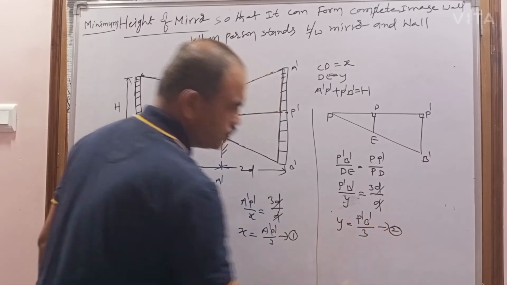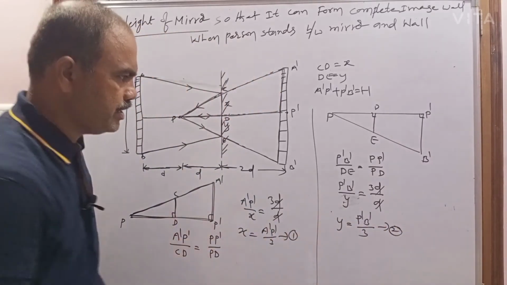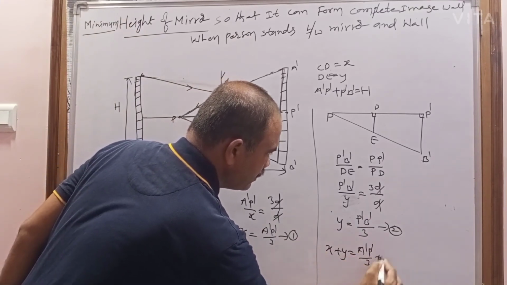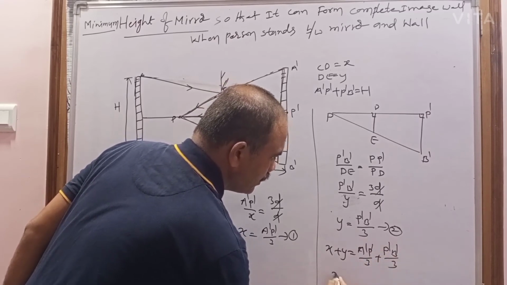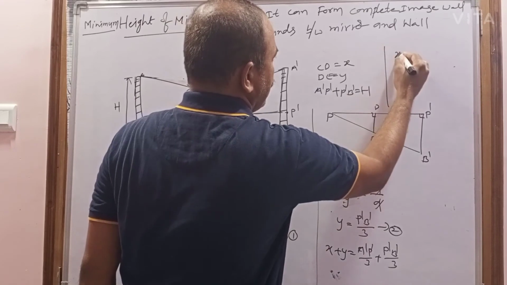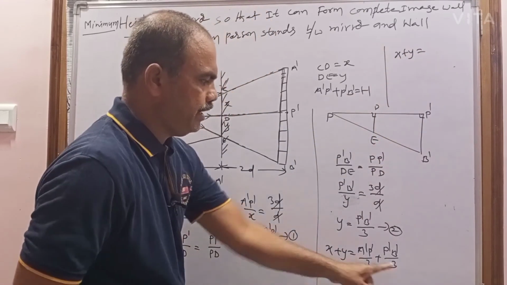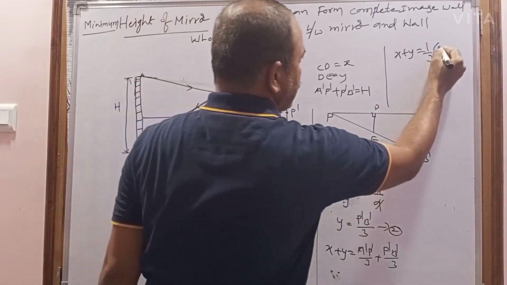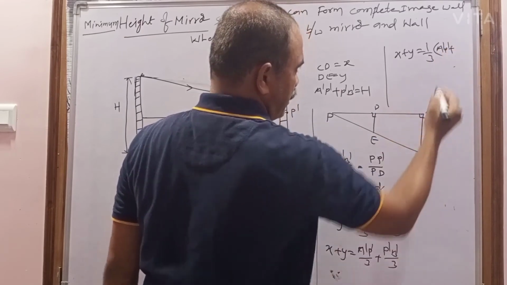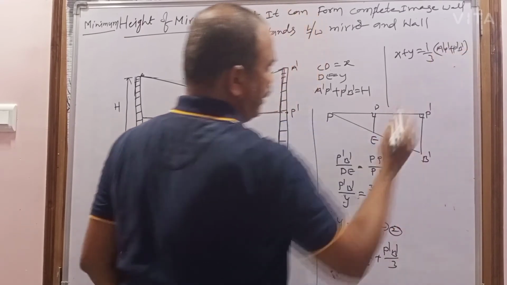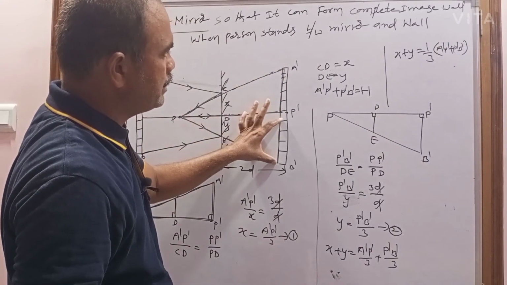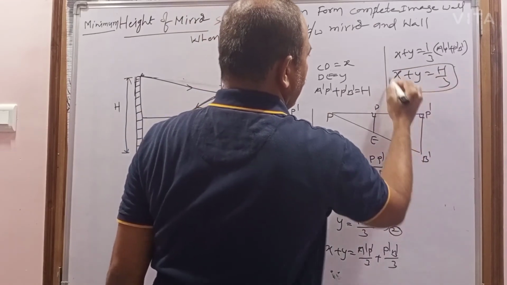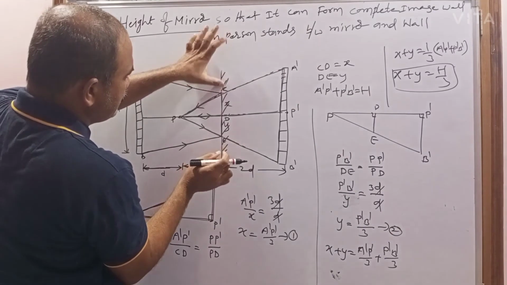This is equation 2. Now when I add these two equations, X plus Y equals A dash P dash by 3 plus P dash B dash by 3. Taking 1 by 3 common, we get A dash P dash plus P dash B dash, all by 3. A dash P dash plus P dash B dash is nothing but h. So X plus Y equals h by 3. What is X plus Y? This part is the required mirror height, and this other part is not required.